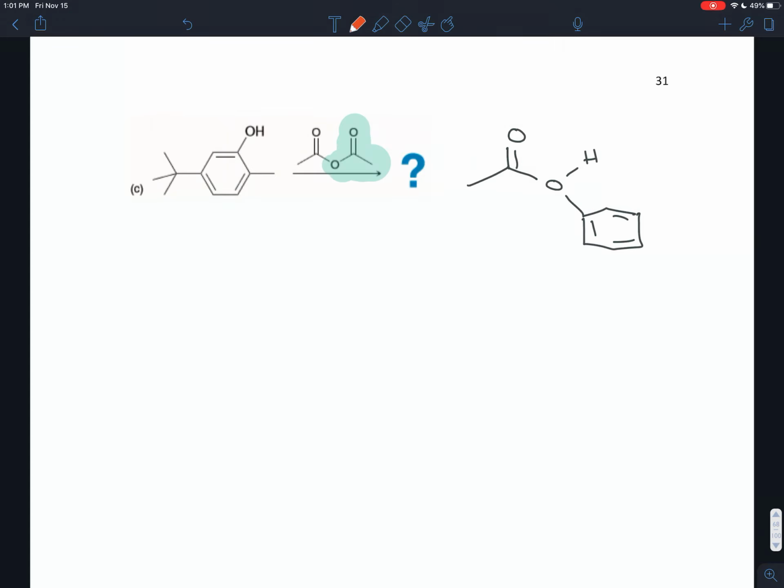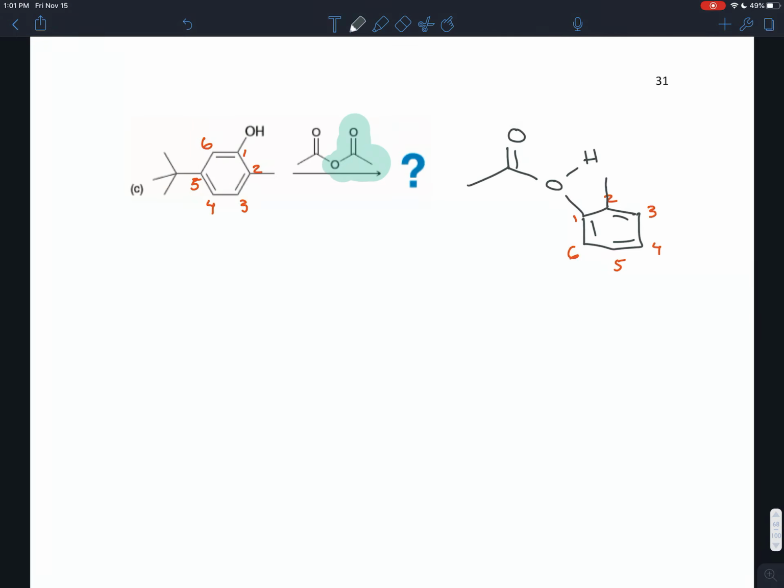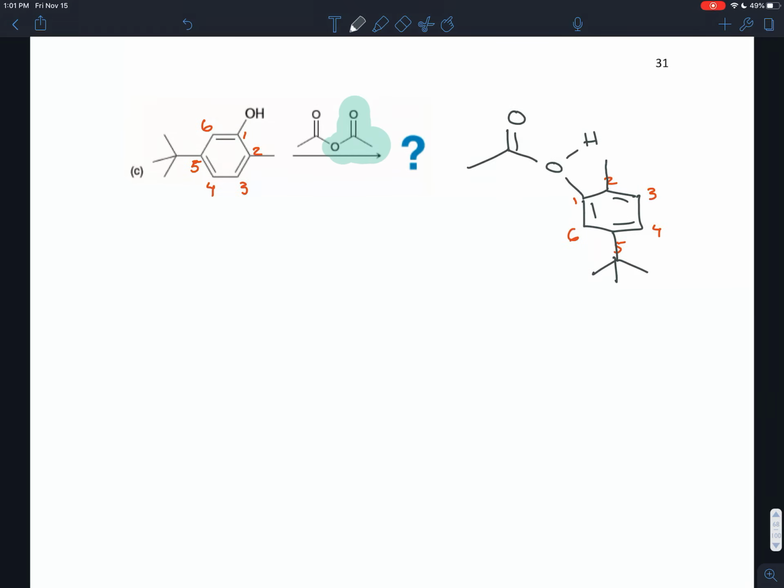And here I'm not numbering it to name it, I'm just numbering it to keep track of stuff. So if the oxygen is connected to carbon number 1, and I go around, on 2 I'll have a methyl group, on 5 I'll have a tert-butyl group. So if I do that same thing here, 2, 3, 4, 5, 6. On 2, I will have a methyl group. On 5, a tert-butyl group. And that's your product. Except this oxygen has a full positive charge, and so you do a proton transfer to remove that.